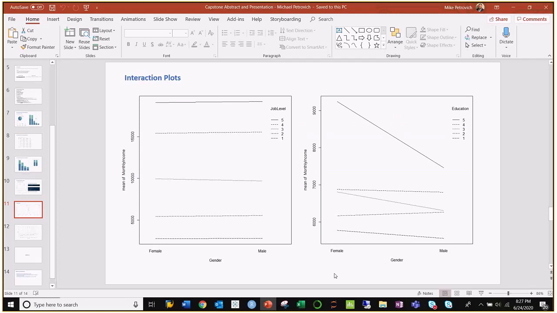So we also want to look at interaction plots because we're getting ready to take this up a notch and go beyond t-test and go into ANOVA. But before we go into ANOVA, let's look at the interaction plot between job level and gender over to the left, and then an education and gender interaction plot. And what we notice with both is that there isn't any interaction.